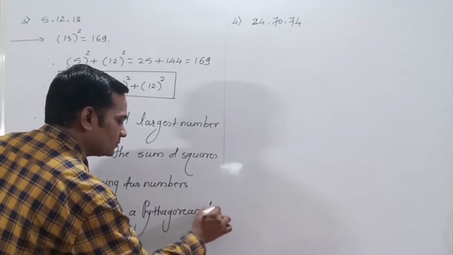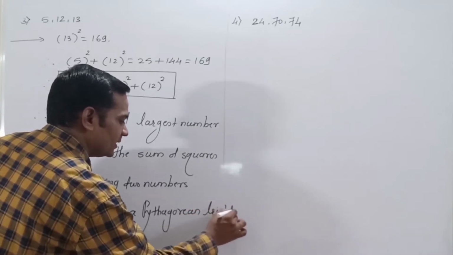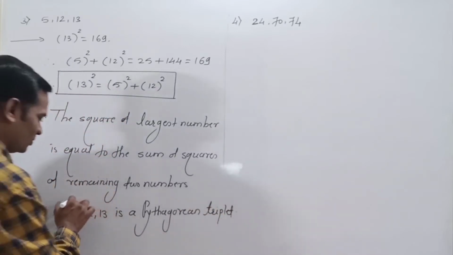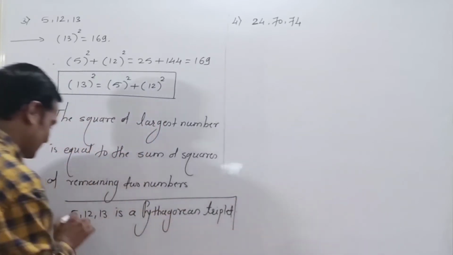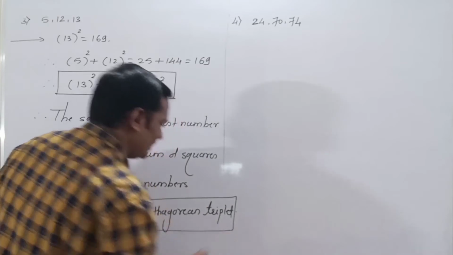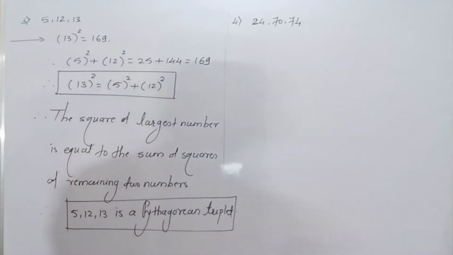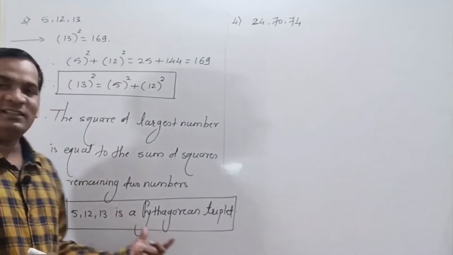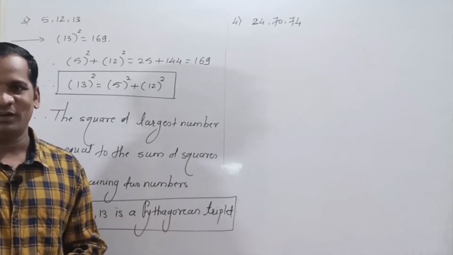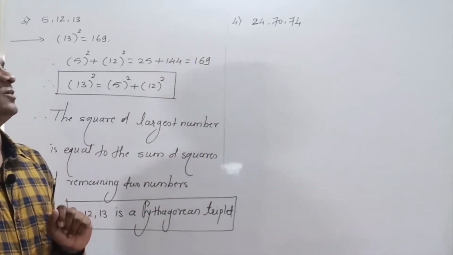Pythagorean triplet. Okay, so that box should be here. This is the answer. In this way we can easily find out whether these three numbers are a Pythagorean triplet or not. So let's check out this one now.